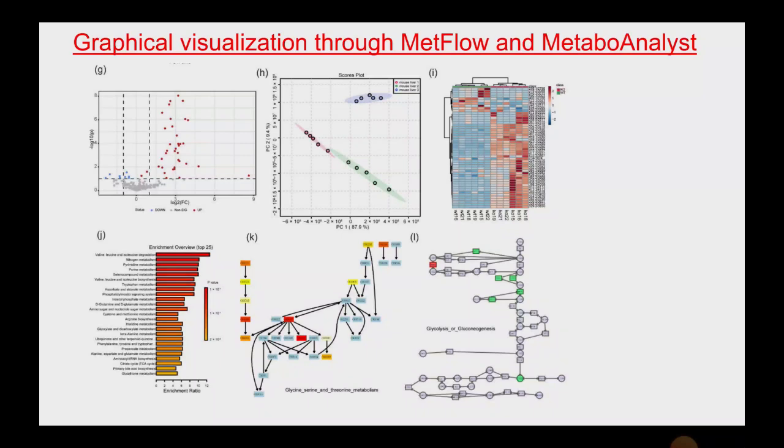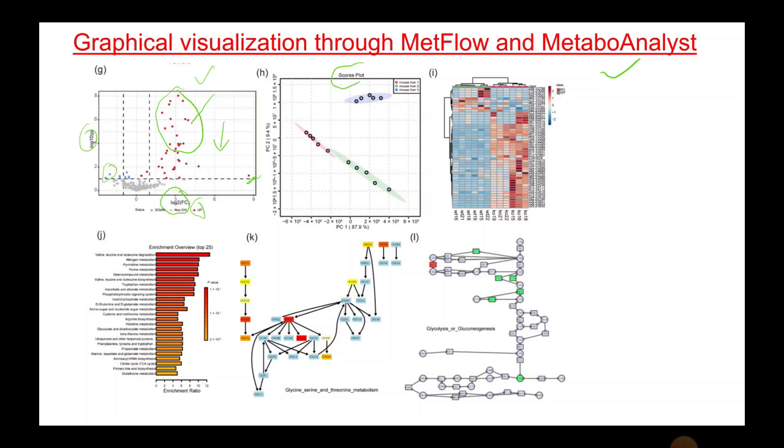Here are the graphical visualizations generated through MetaboAnalyst. You can see the same one: here we are representing log FC through a volcano plot, and here we have the p-value. This is the threshold for up, so these are the upregulated metabolites and these are the downregulated metabolites. In this volcano plot, we have more upregulated differentially expressed metabolites as compared to downregulated ones.